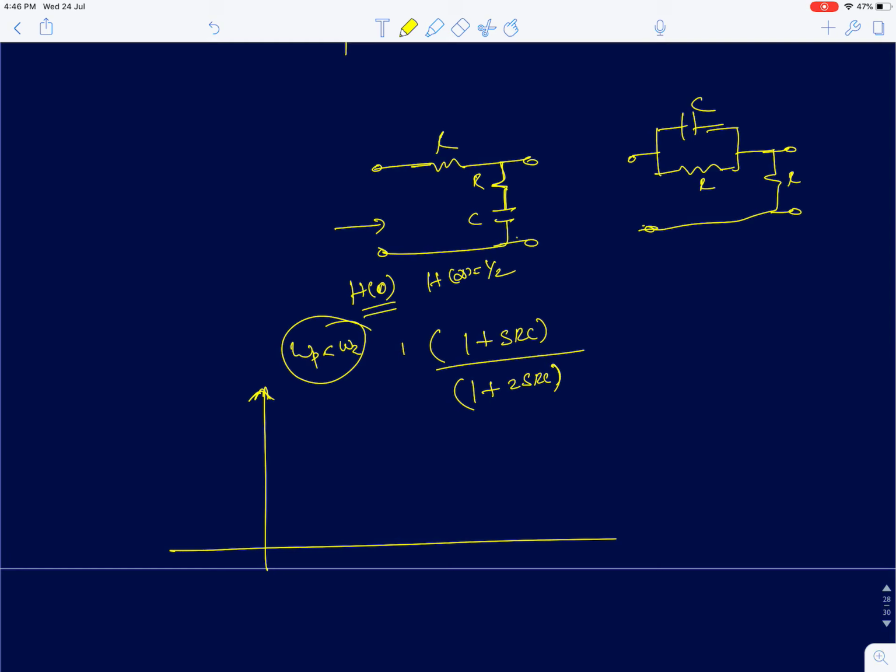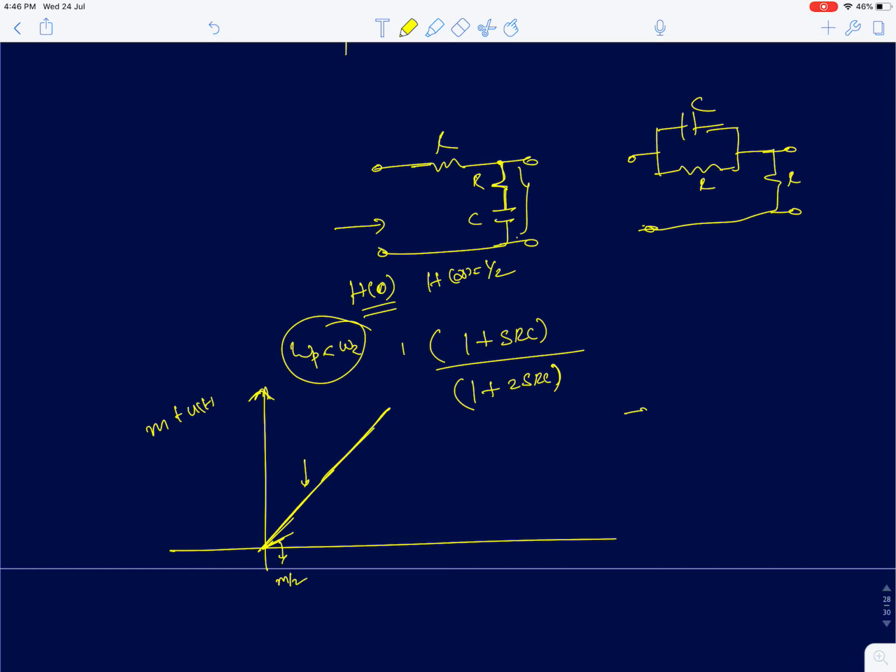When you plot this output, the DC gain is actually 1, so eventually the slope of the output will also be 1, same as the input. If I assume I've fed an input of type m into t into u of t, the slope will also be the same. But the instant you apply the input, the circuit would behave like a simple potential divider with a gain of half. So if the input is rising with a slope m, the output will rise with a slope of m by 2. It will be half.